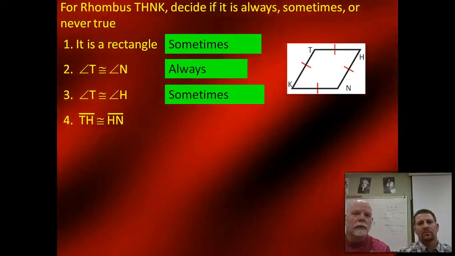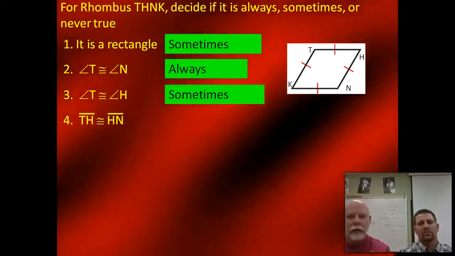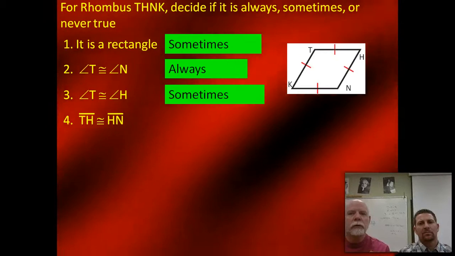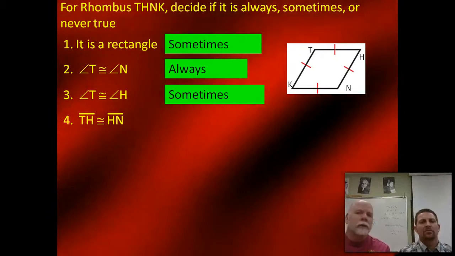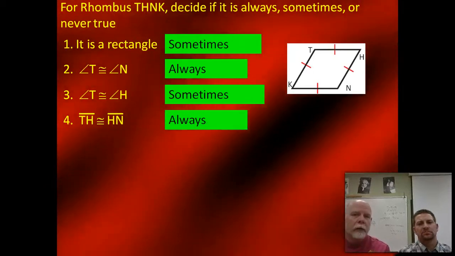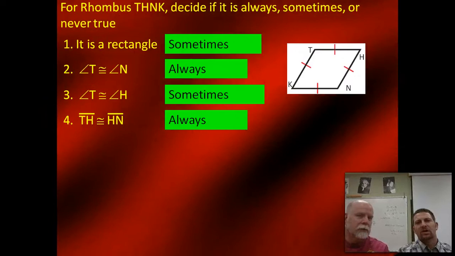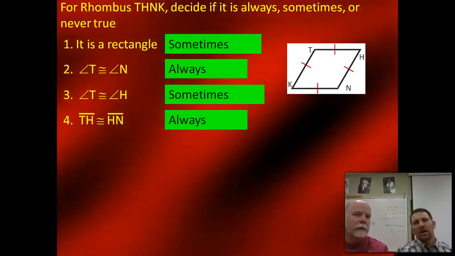Okay, and the last question here, TH, the top of the rhombus, and HN, the right side of the rhombus, the fact that those are congruent to each other. Well, if it's a rhombus, all four sides are always congruent to each other. And so that's an always. Now, typically the sometimes are the ones that are the hardest to figure out in those kinds of questions. Yeah, because it's kind of gray. Yeah, it's a special case.